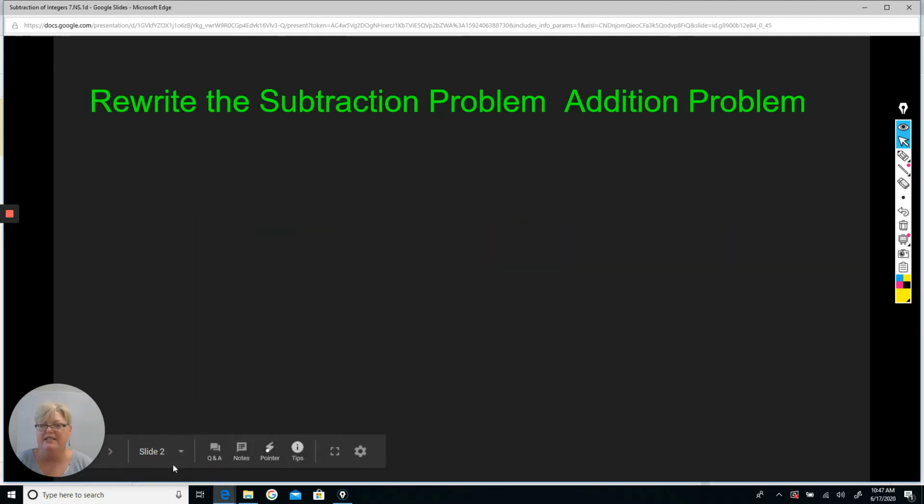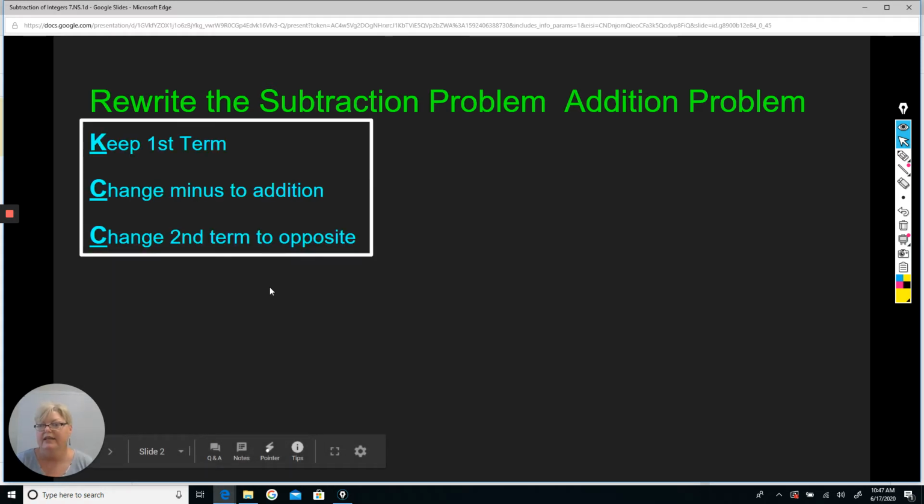So to start this lesson off, we've already talked about in previous videos when we're subtracting integers that there's a rule that we're going to have to use, and that rule is keep the first term, change the minus to an addition, and change the second term to an opposite. So let's look at a problem here, and we'll talk about it. The problem that we're going to talk about is 5 minus 7.